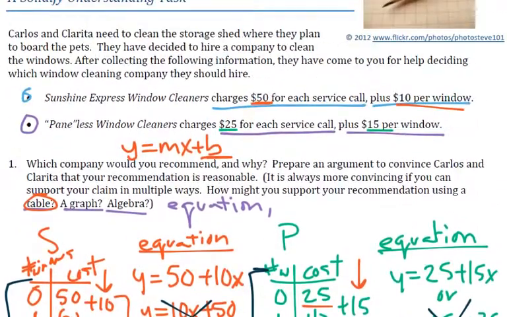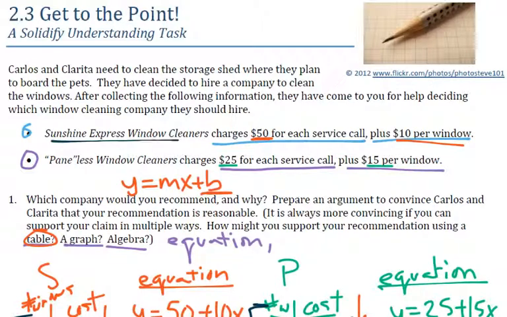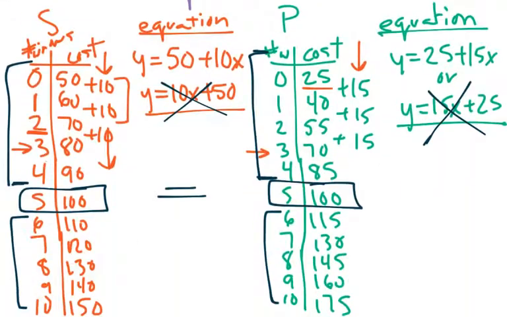So we could stop right there and tell Carlos and Clarita, well, it depends on how many windows you want cleaned. Okay, if it's less than 5, call Painless. If it's equal to 5, take your pick. If it's greater than 5, go with Sunshine. And then you could show them that table and say, this is why. Now you could also do a graph, couldn't you?